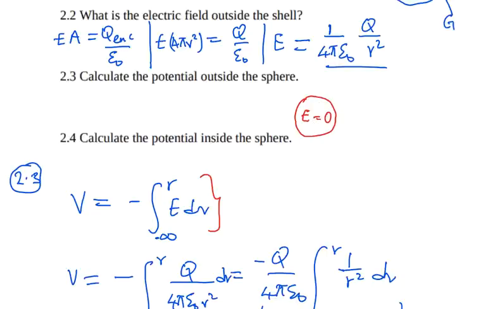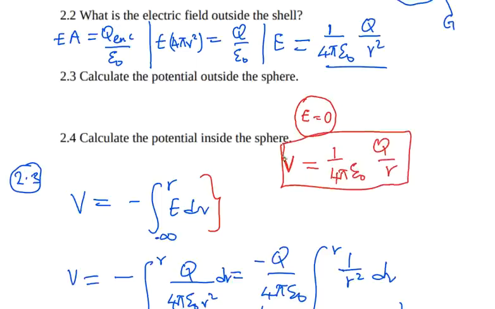So in that case, we have the electric potential to be equal to 1 over 4 pi epsilon naught Q over R, which is the same thing as the potential outside the sphere.